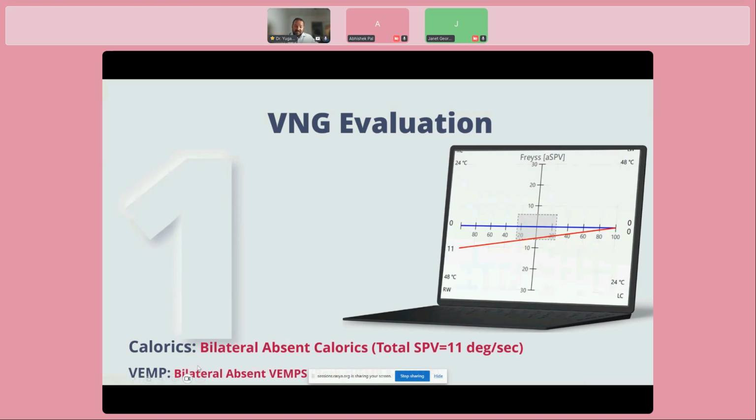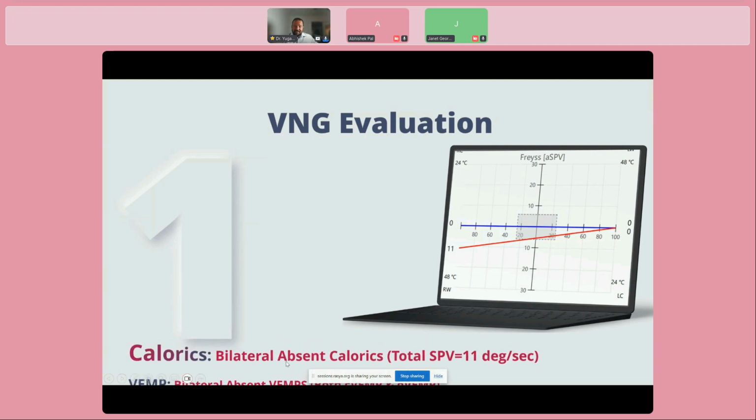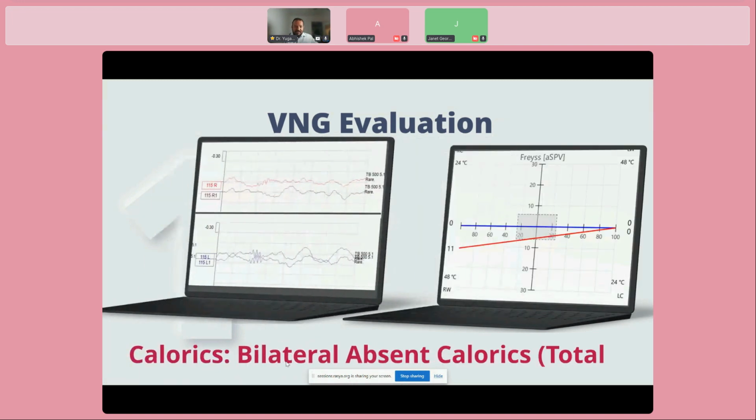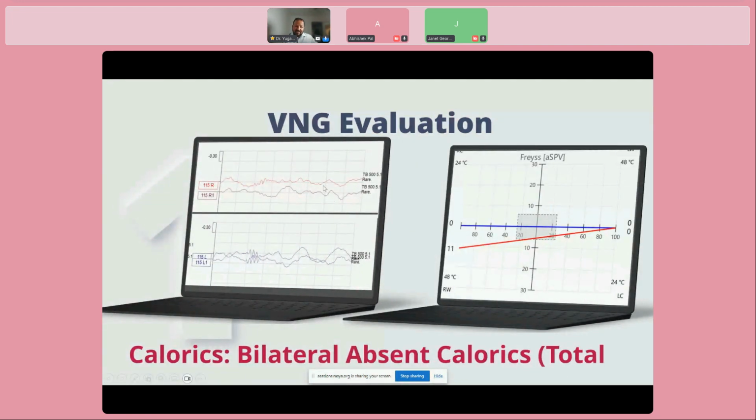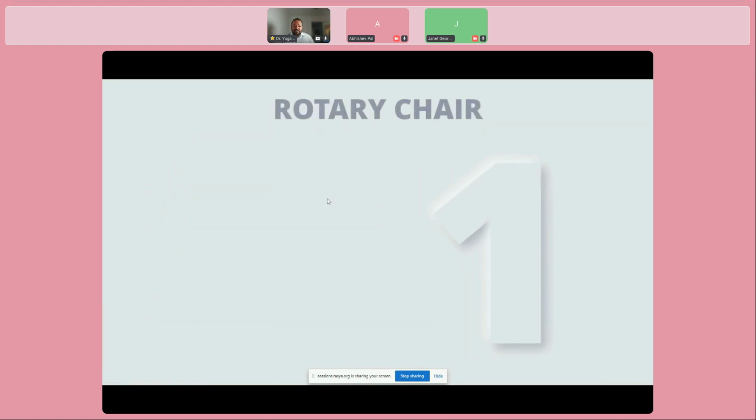And VEMPs, bilateral absence of VEMPs. Okay, as you can see, the VEMPs are absent on both sides. Right side, we don't see any kind of N1P1. Again, left side, no N1P1. So these two are in correlation, right?